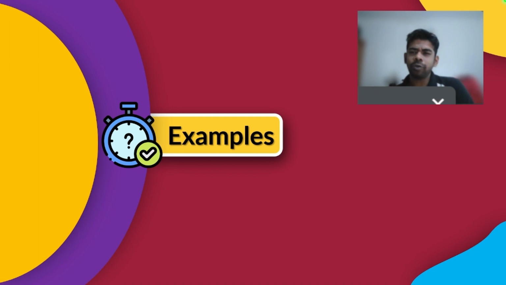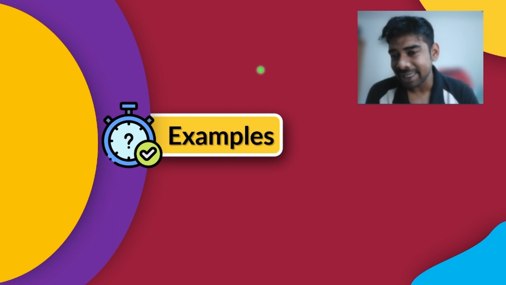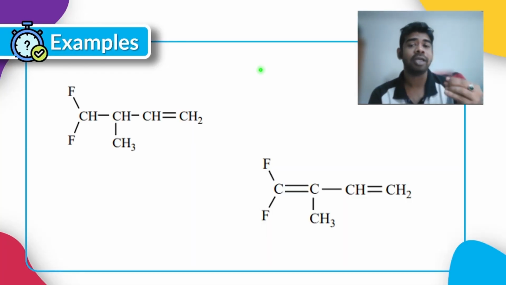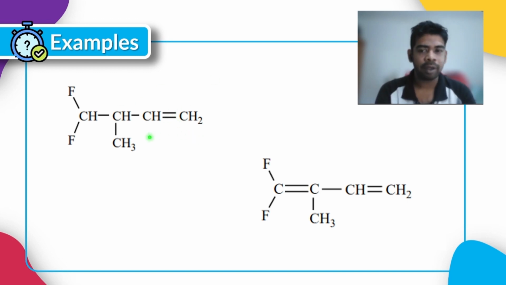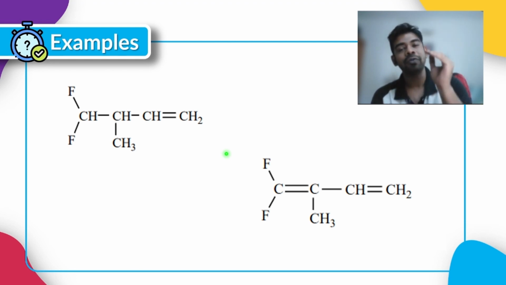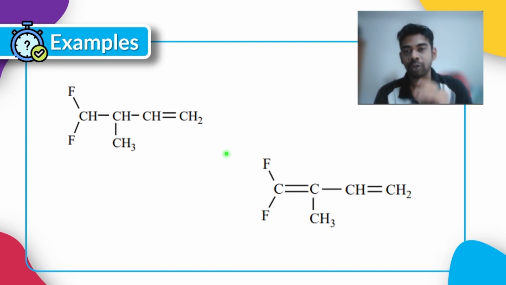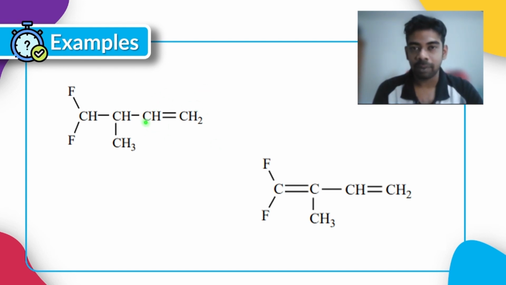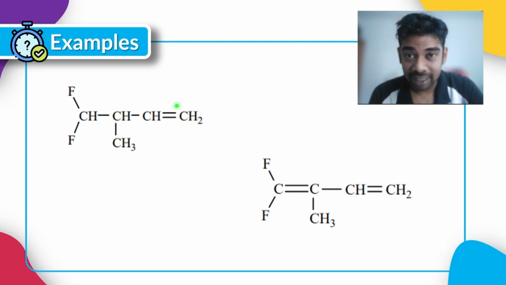Now let's move on to a few more examples where we are going to understand how we write the name if we have a functional group. In this case you have a double bond, you have halogens, and you have a methyl group. Among these, the highest priority is given to the double bond, right? So irrespective of the sum of locants, you have to first follow the functional group. The double bond gets the highest priority, and irrespective of that, we number this as one.